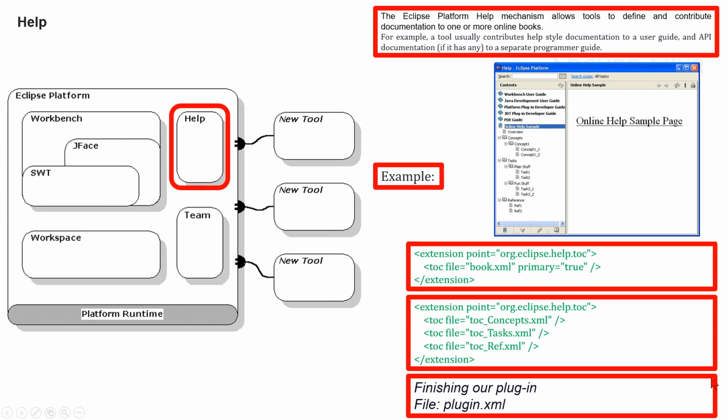And as a small brief recap, we started by creating our plugin and document files. Next, we created TOC files to describe the structure and navigation of our content. Then we created the TOC file for the book and linked the other TOC files as sections of the book. Finally, we contributed all the files in the plugin.xml in the org.eclipse.help.toc extension point.